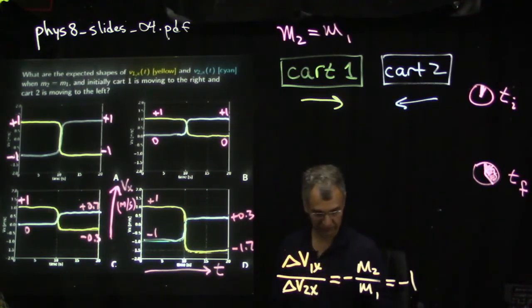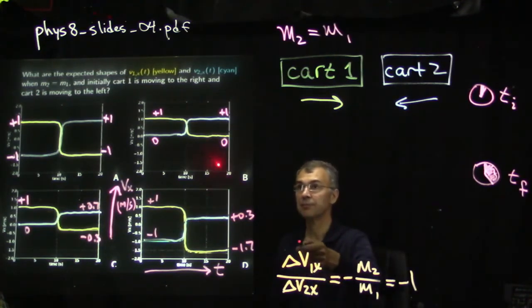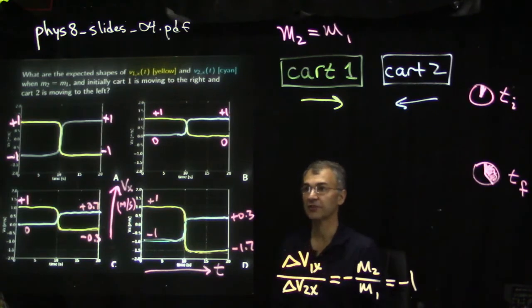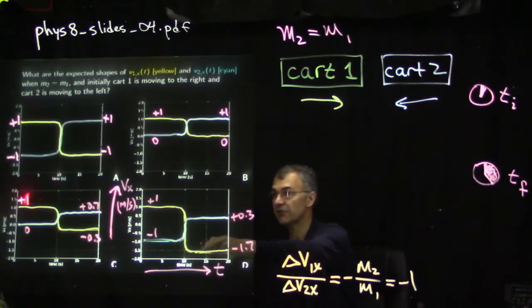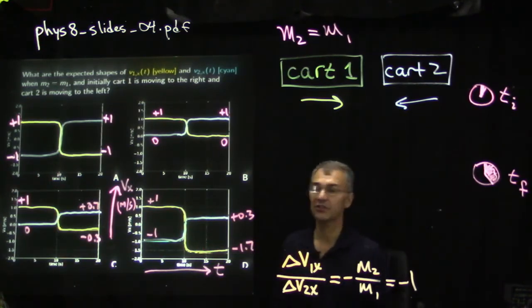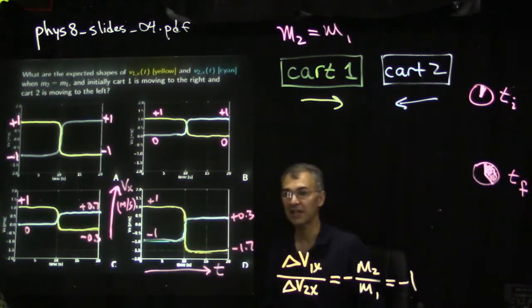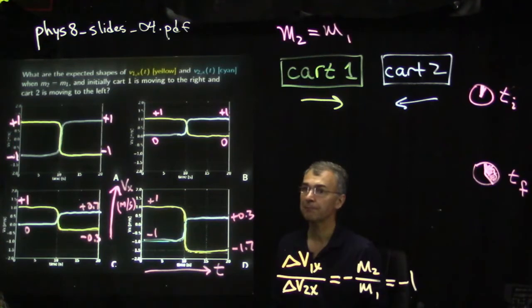It looks as if graph B does not, because cart 2 is initially stationary. Graph D seems to match the initial conditions. Graph C does not match the initial conditions. It has cart 2 initially stationary. So I guess it's either A or D.